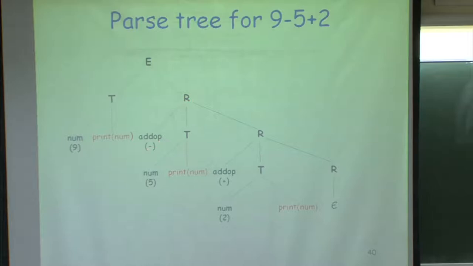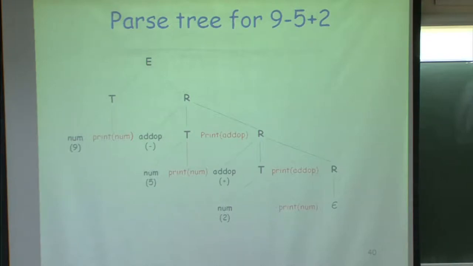And similarly, I will put a print num for all t's, and for all these productions which say r goes to minus t r, I had introduced an action which said r goes to minus t print minus followed by r. Print minus here and a print plus here. This is how my parse tree will be. So I have taken this parse tree and introduced the corresponding actions also as leaf nodes.